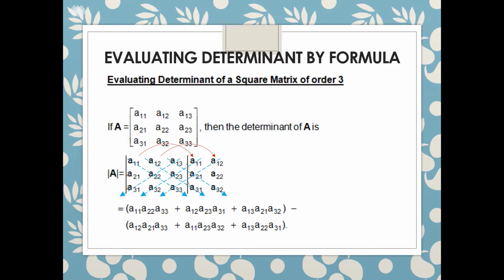For example, consider the following square matrix of order 3. The determinant of this matrix is equal to A11 times A22 times A33 plus A12 times A23 times A31 plus A13 times A21 times A32, then minus A12 times A21 times A33 plus A11 times A23 times A32 plus A13 times A22 times A31. Simplify this, you should get a value as the answer.